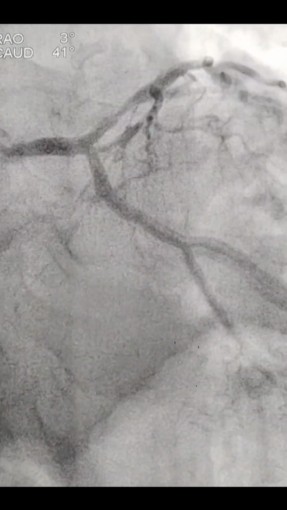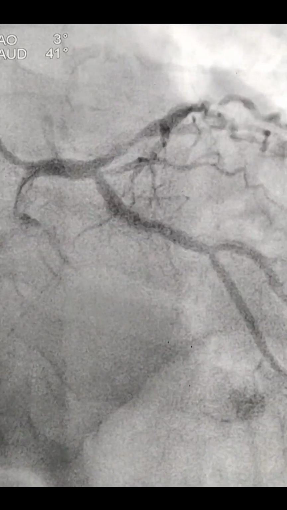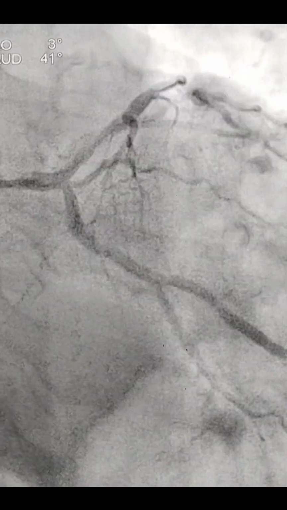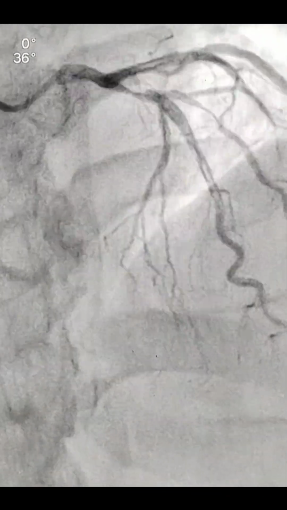There's again the caudal view, ariocaudal view, and you can see the same thing in the osteoprox LAD. There is a calcified stenosis, and this is a epicranial view, and you can see the same thing in diagonal also. You can see the occlusion, almost 90% occlusion in the diagonal T1. There's cranial view, and you can see the same thing.